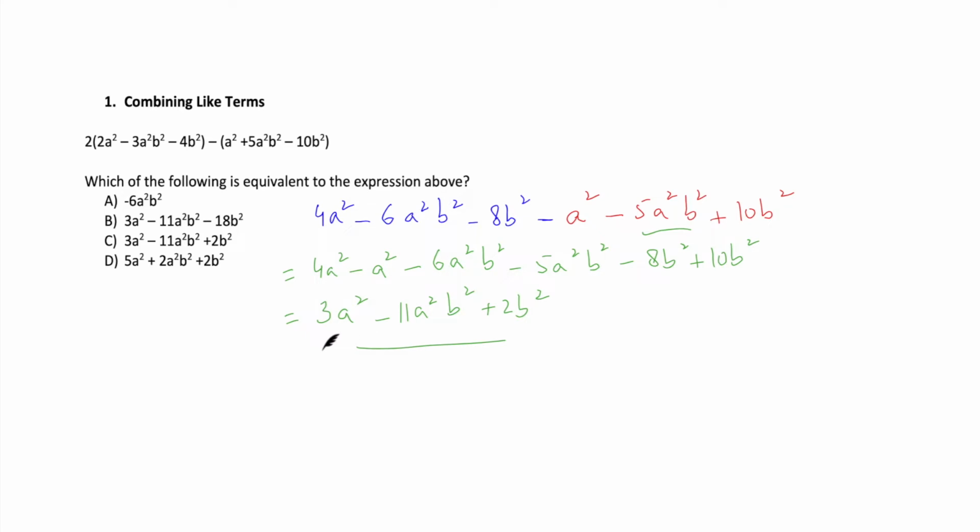Which option choice is this? This is completely wrong. 3a squared minus this, no, this is wrong. 3a squared minus 11a squared b squared plus 2b squared. Yes, C is our answer. There you go.